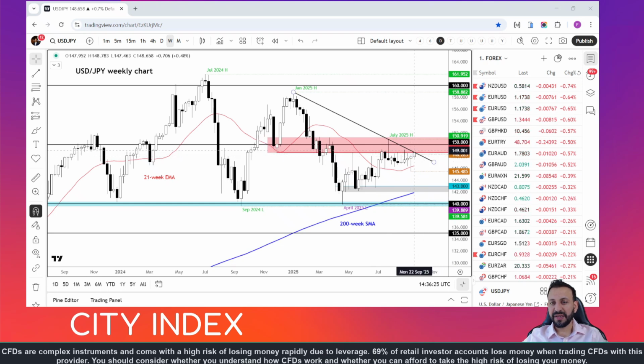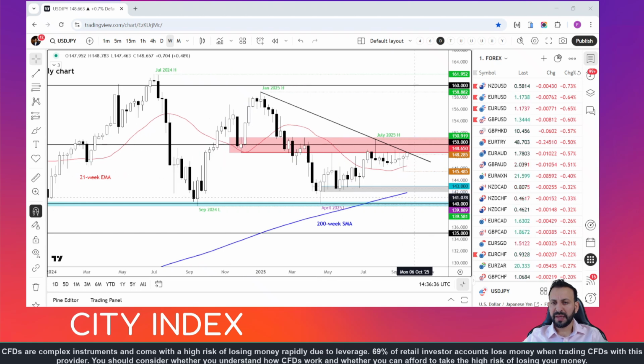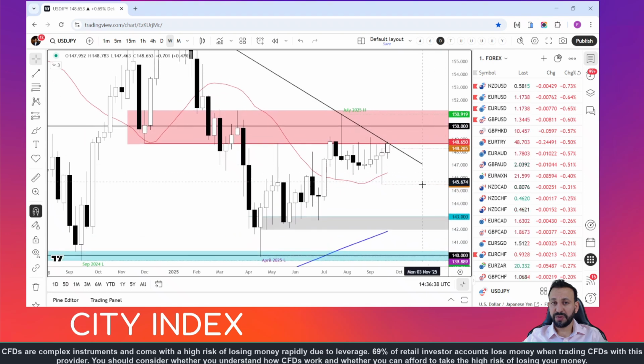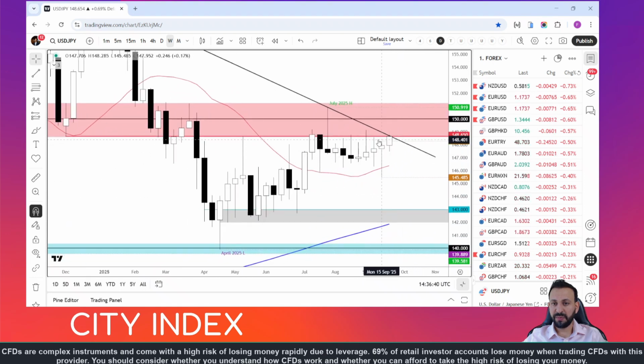On the other hand, if we see a quick break and a move back below the trend, that could be a sign of trouble for the bulls. So watch out for that potential bearish signal. Another bearish or potentially bearish scenario would be if we go below the high from last week, when we saw the formation of a hammer candle on the weekly time frame.